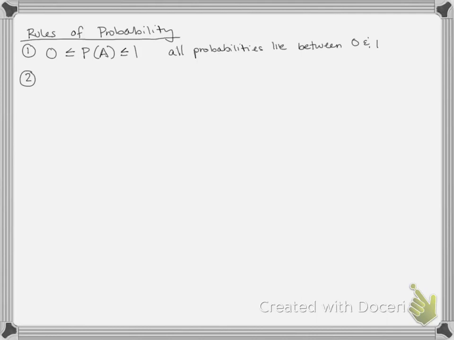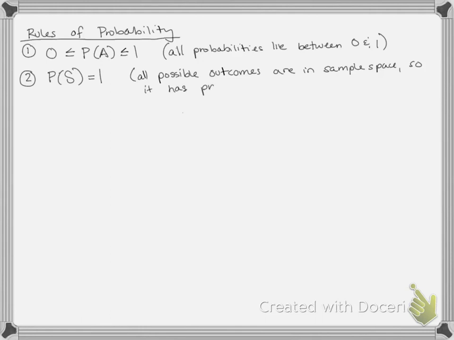And then this whole concept of the sample space, for this capital letter S, is that it contains all possible outcomes. So all possible outcomes are in the sample space. So it has a probability of 100% or 1, right? It's certain to happen because it contains every possible outcome. It's a weird one, but it just means that everything's in there.